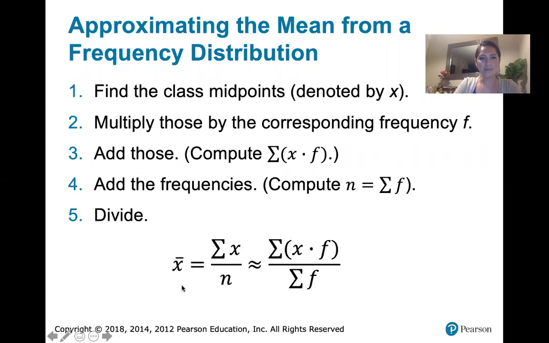So the sample mean, which is represented by x bar, is the sum of all of the values in your data set divided by the total number of values. That's approximately equal to this formula on the right-hand side here. Since we don't actually know the data values, we're approximating them with the class midpoints for each class. And then we're multiplying each of those by the frequency. We'll see what that looks like in an example in just a moment. And then adding up the frequencies is the same as finding the sample size. We'll talk more about that in our example.